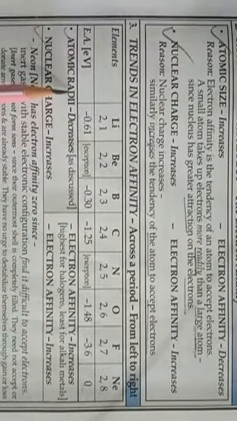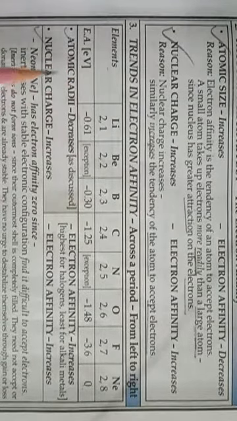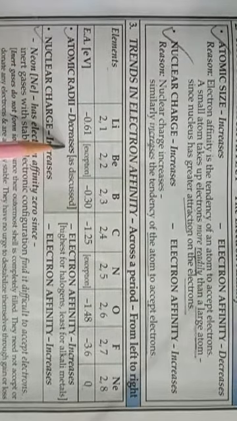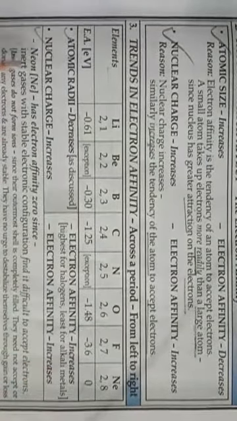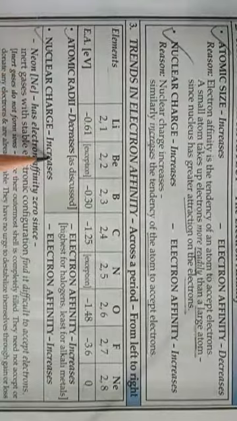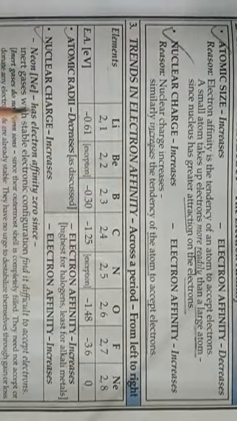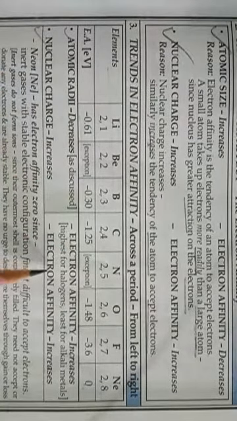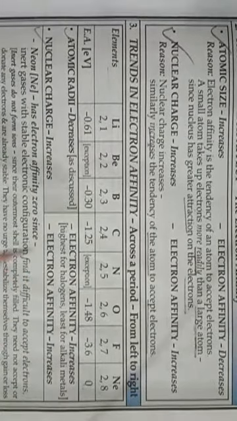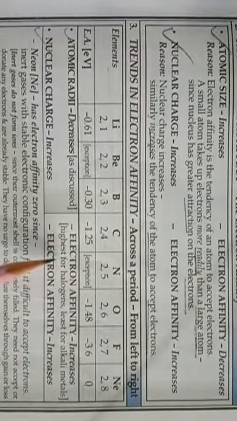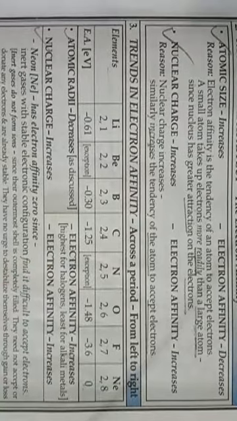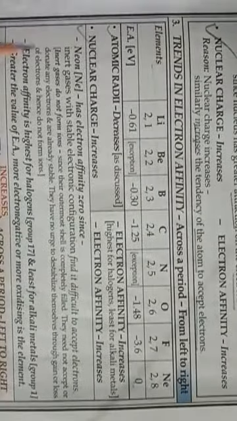When we move from left to right, atomic radii decrease, and that is why electron affinity increases. Second point, nuclear charge increases when we move from left to right in a period, and due to this also electron affinity increases. So these two factors are responsible for the increase in electron affinity from left to right in a period.